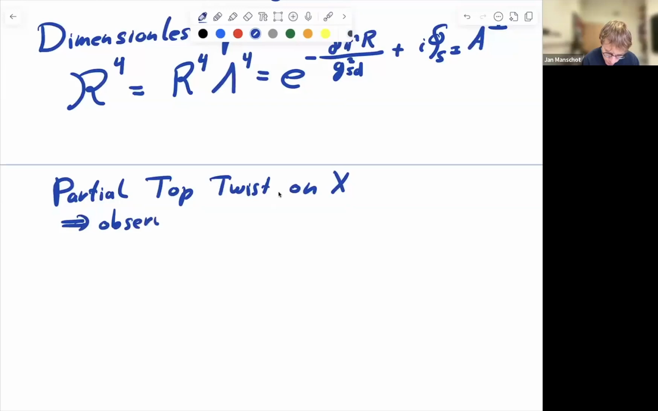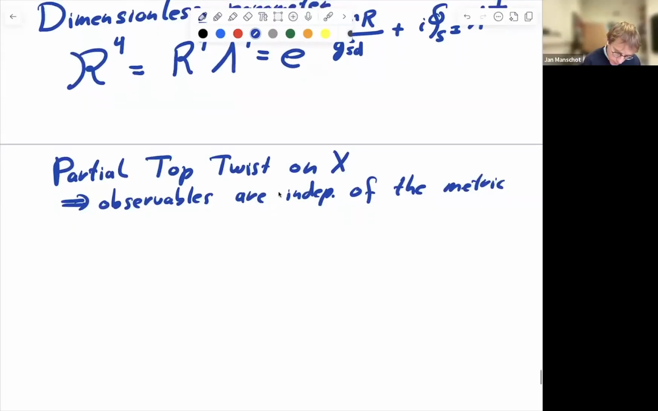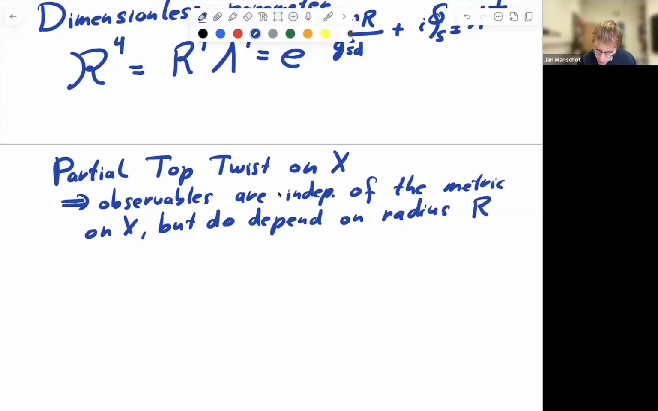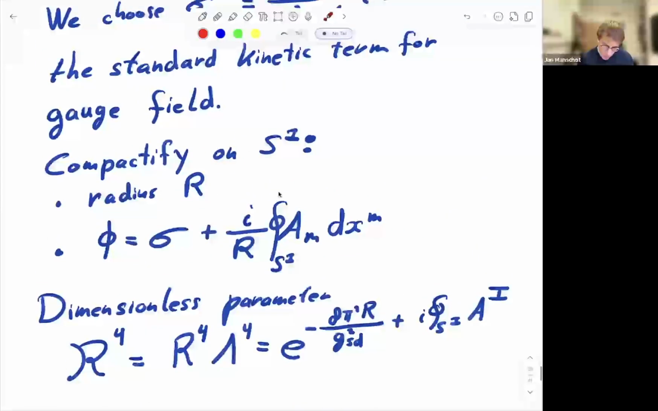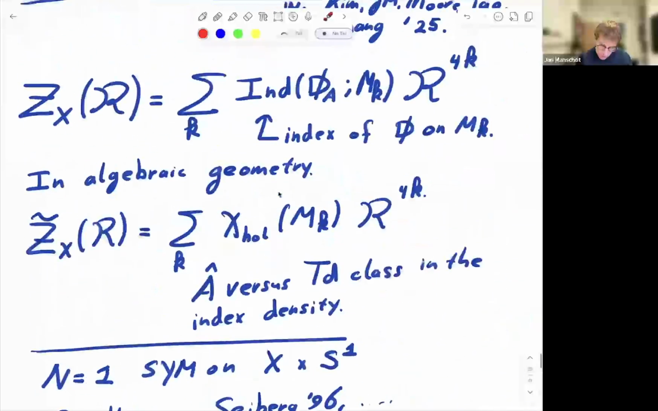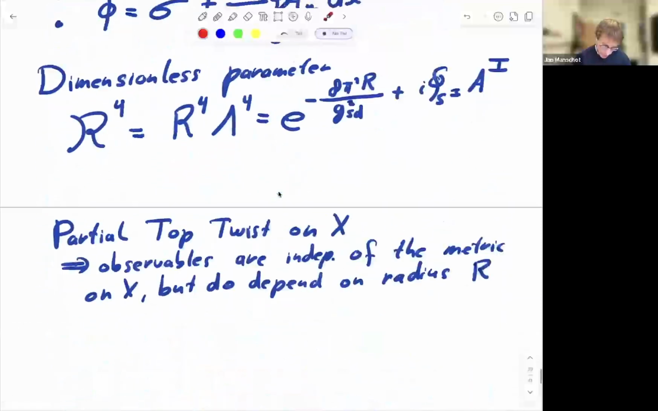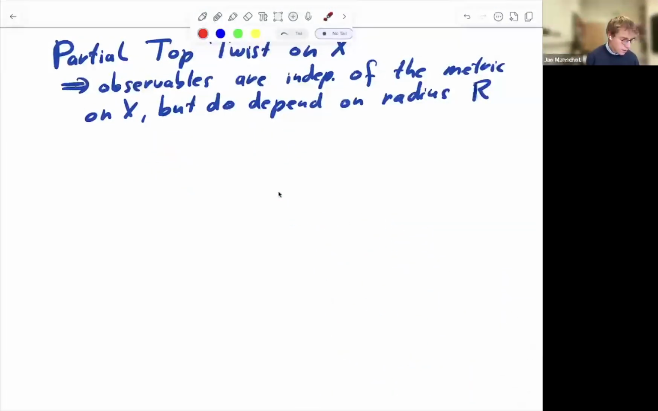Observables are independent of the metric on X, but do depend on the radius R. And that's what we see in these generating functions, that they do depend on this curly R right down here. Okay, any questions?